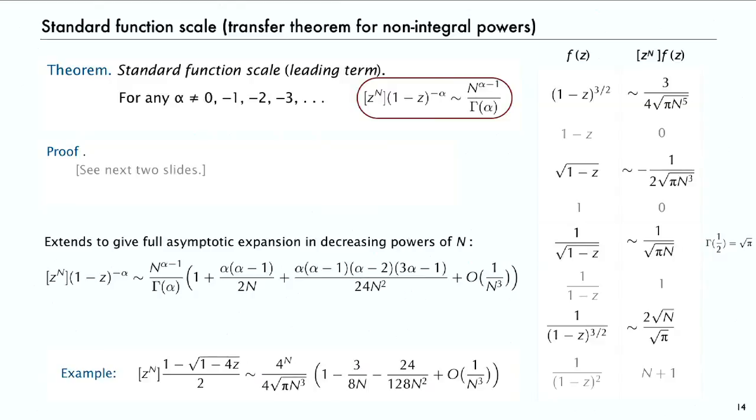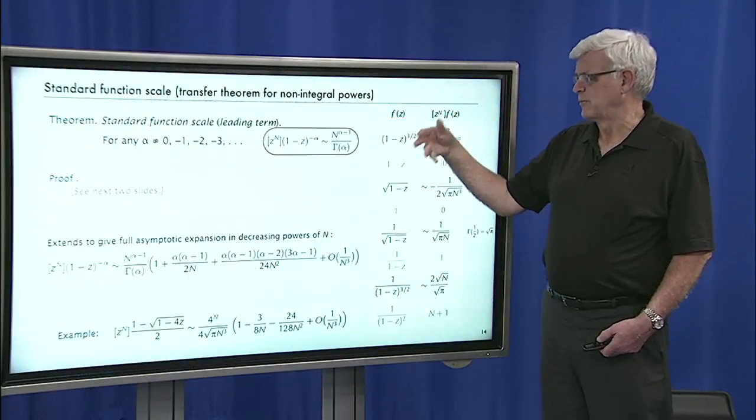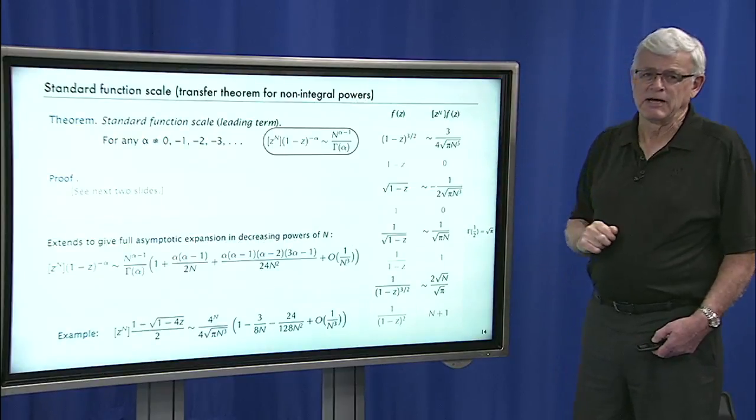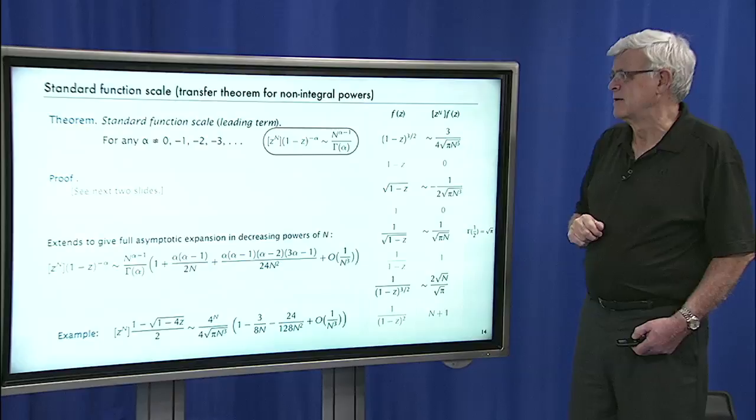So for example, with this theorem, we can take our generating function for the Catalan numbers and immediately know from the theorem the asymptotic expansion that we derived with so much pain using Stirling's approximation of binomial coefficients and other things. It's an immediate transfer theorem from the standard scale out to the asymptotics of the coefficients that we can apply broadly.